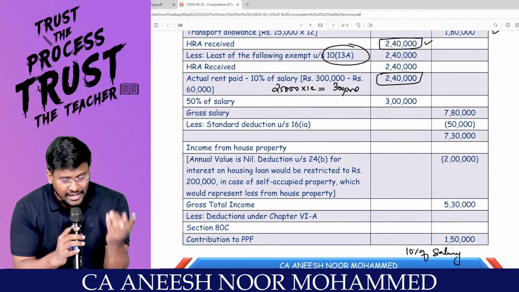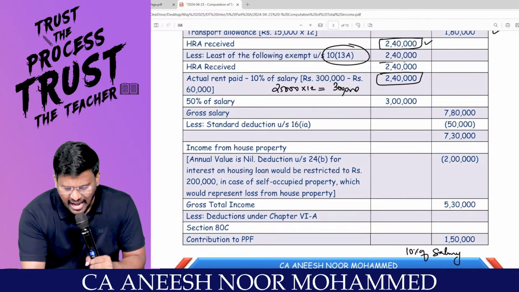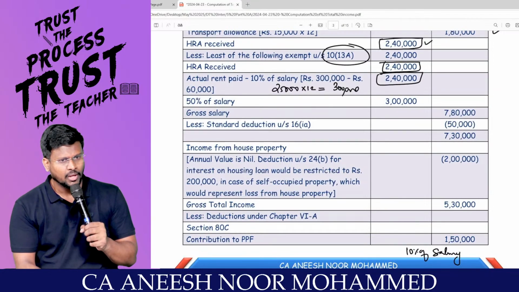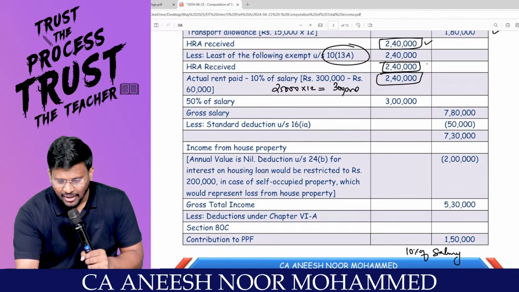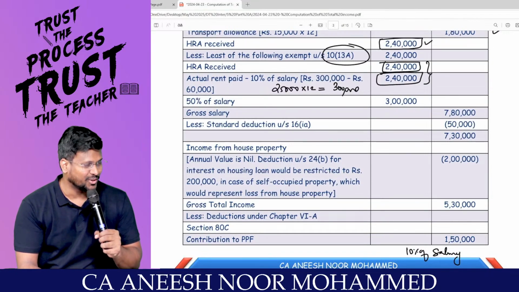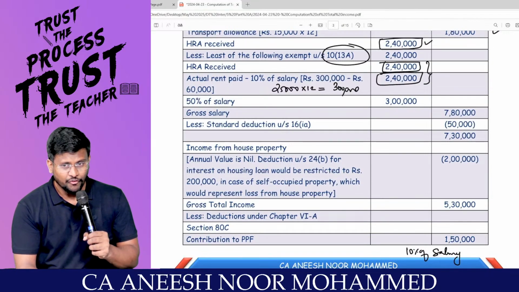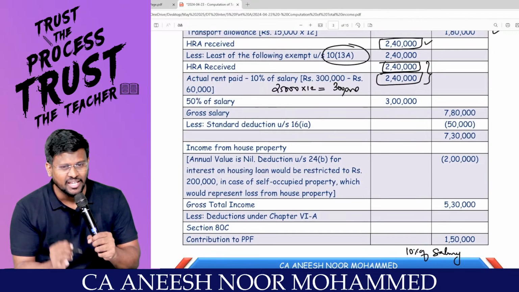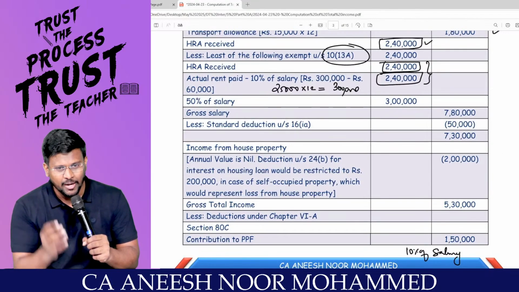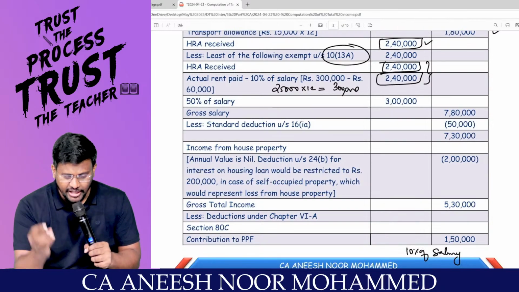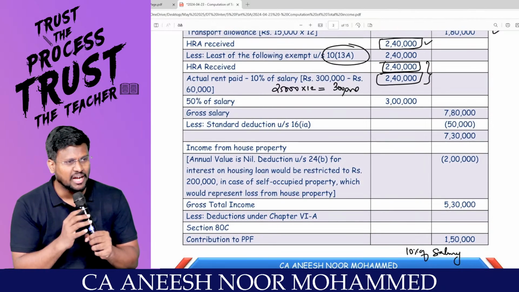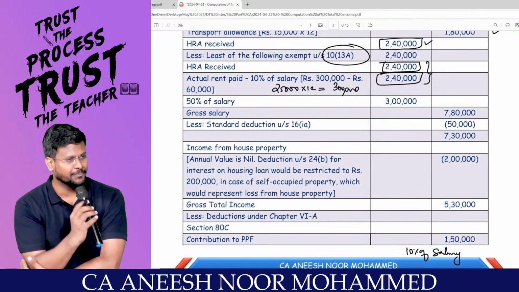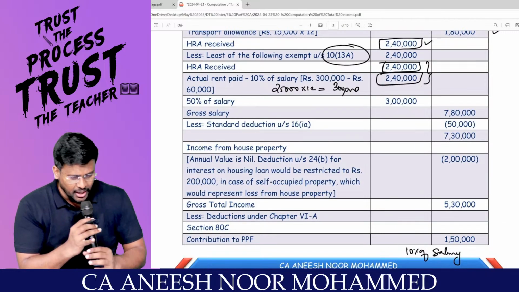Number 2, actual HRA received. What is the actual HRA received? 2,40,000. Sir, it is a direct match, 2,40,000. Then 50% of salary in metropolitan cities like Mumbai, Calcutta, Delhi, Chennai, and 40% in other places. Where is this person situated? Delhi. So 50% of salary.